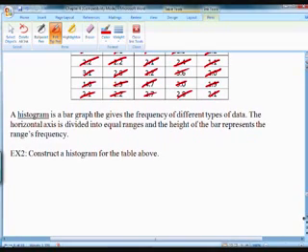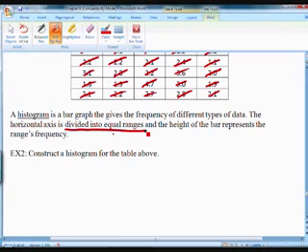Histograms. A histogram is a lot like a bar graph. Let me explain the difference though. A histogram is a bar graph that gives a frequency of different types of data. The horizontal axis is divided into equal ranges. That's the difference.